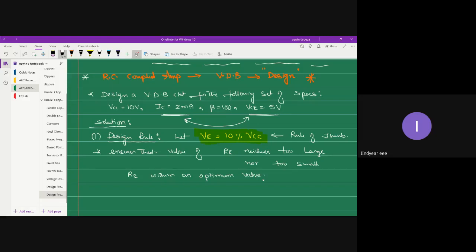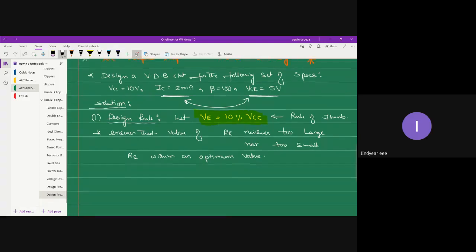So some optimum value of resistance RE you are going to get whenever you use this particular assumption. Okay, now rule of thumb is one thing, but this we can definitely explain. What will happen if you take RE value too high? What will happen if you take a very high value of RE?